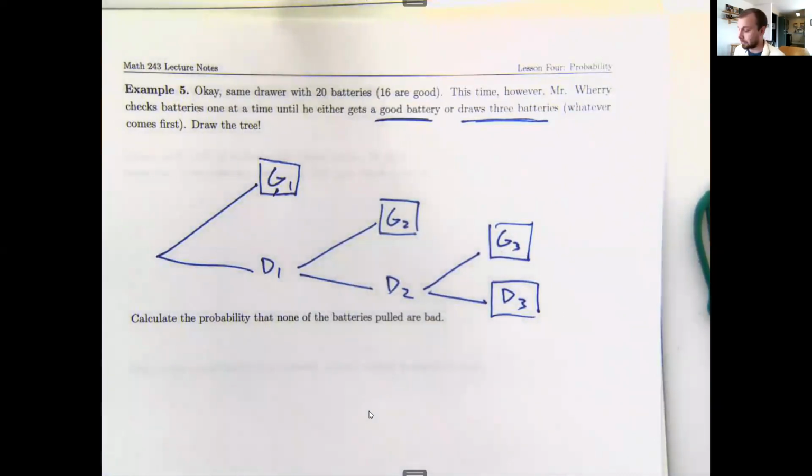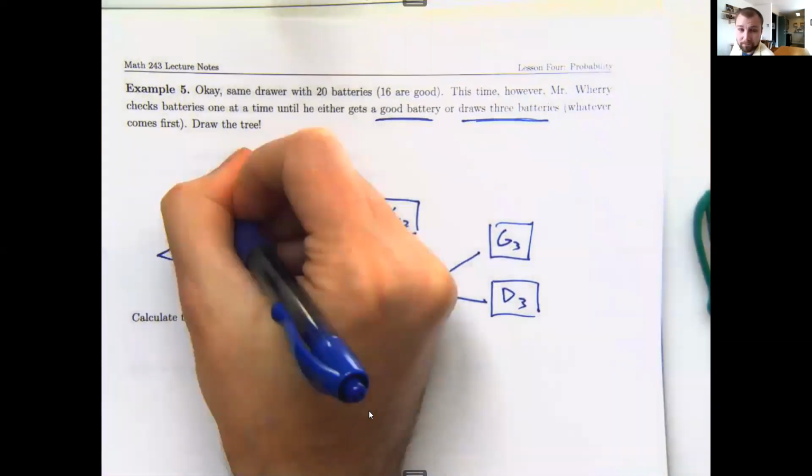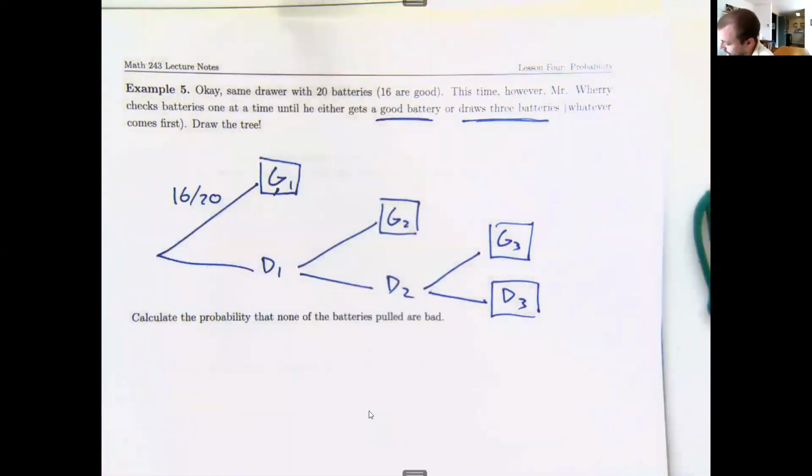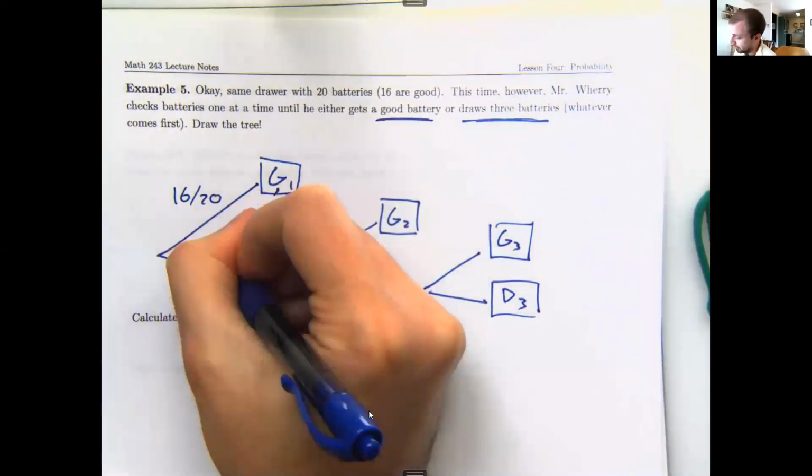Assuming that you paused it, let's add it together. Good, 16 are good out of the 20. That means the rest are bad. 4 out of 20 are bad.